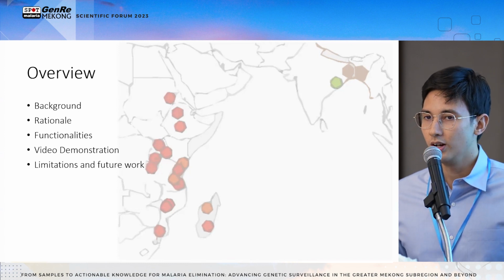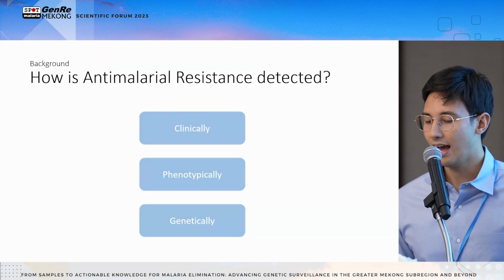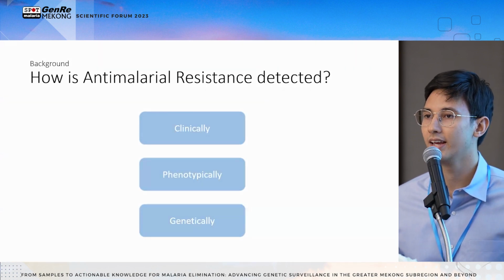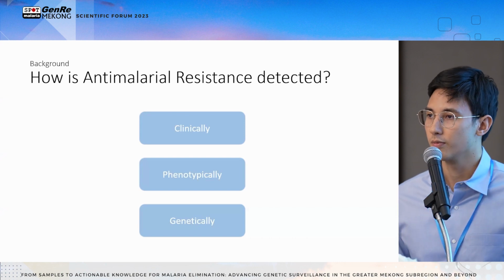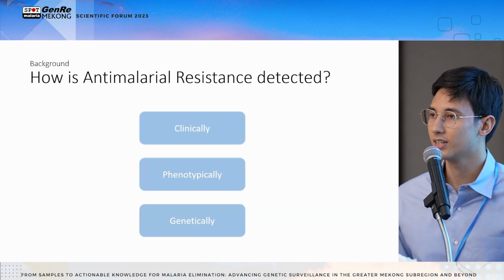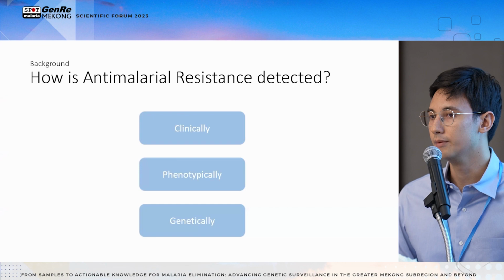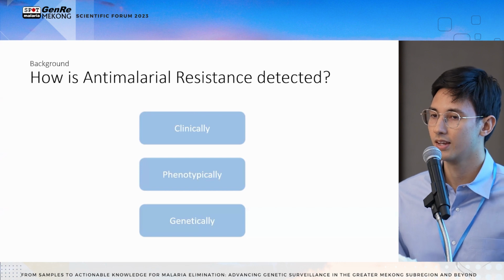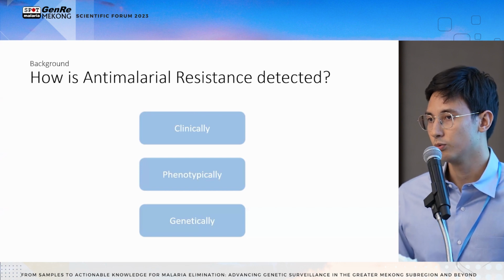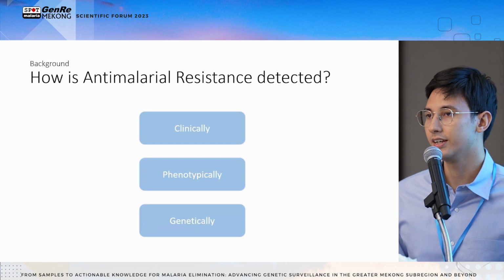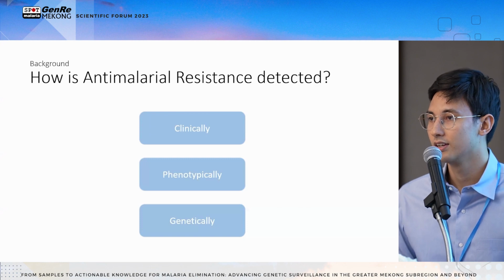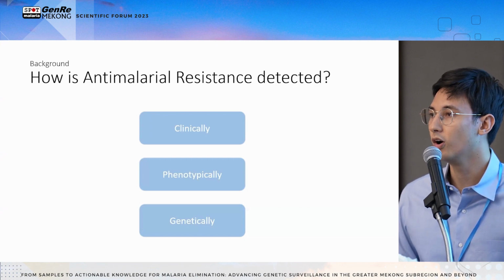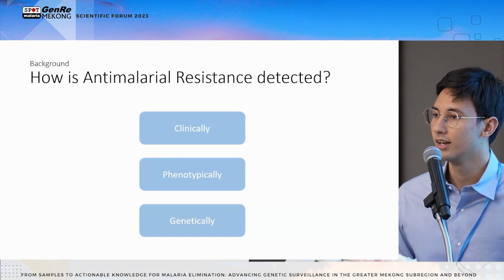I want to start by asking how anti-malarial resistance is detected. To me, there are three general ways resistance can be detected. The first method would be clinically, and this can be by noting an increased rate of treatment failures, for example, through a therapeutic efficacy study. The next way would be phenotypically, and this could take the form of a drug susceptibility assay, and it takes place within lab conditions. So you would eliminate most, if not all, of the confounding factors in testing for resistance.